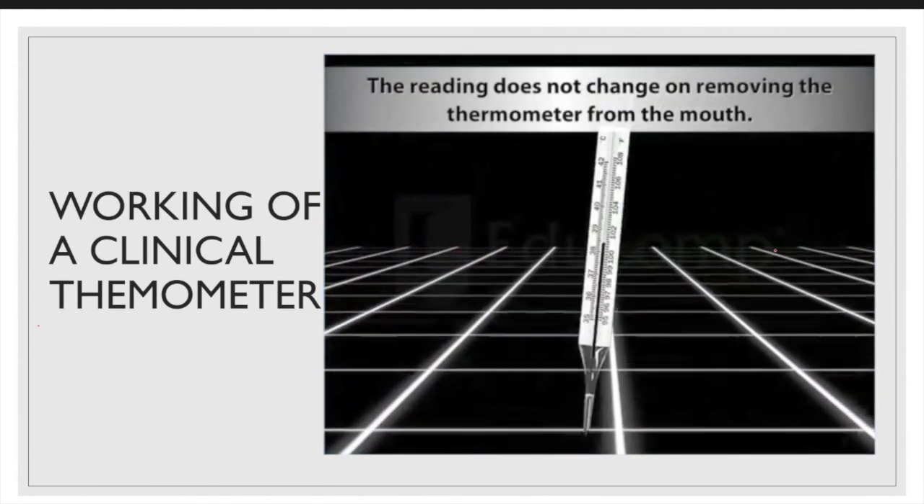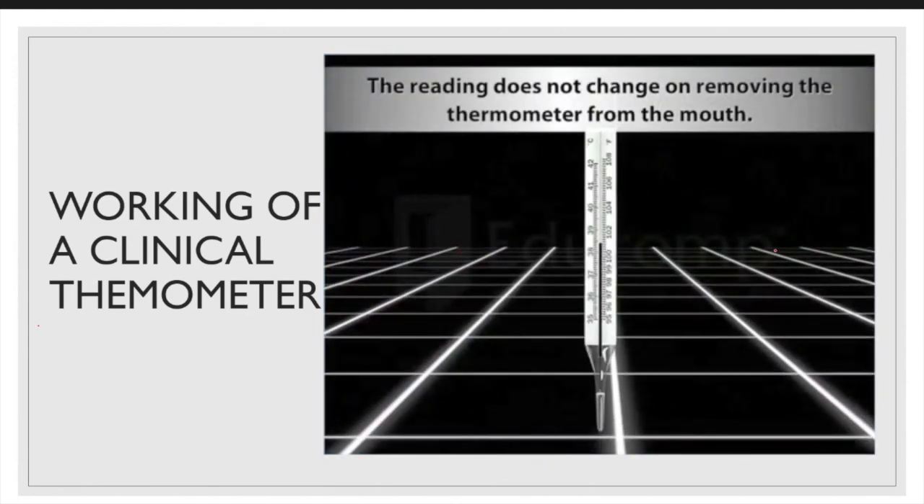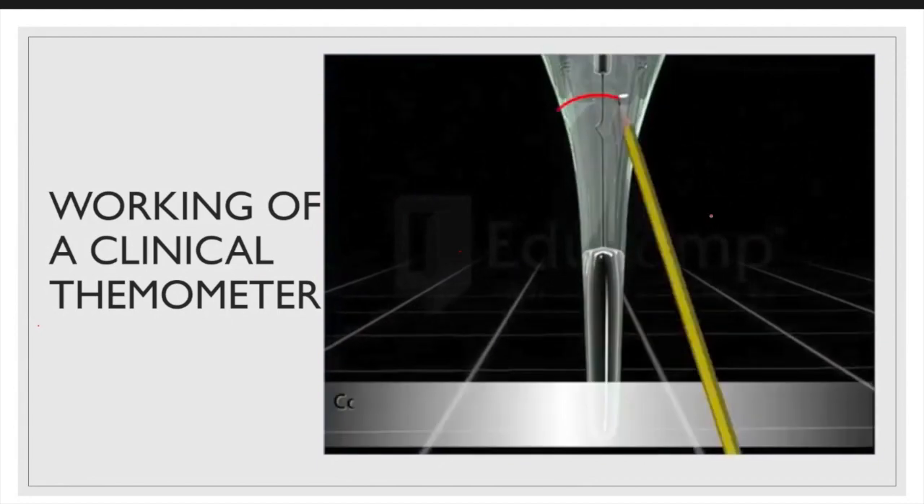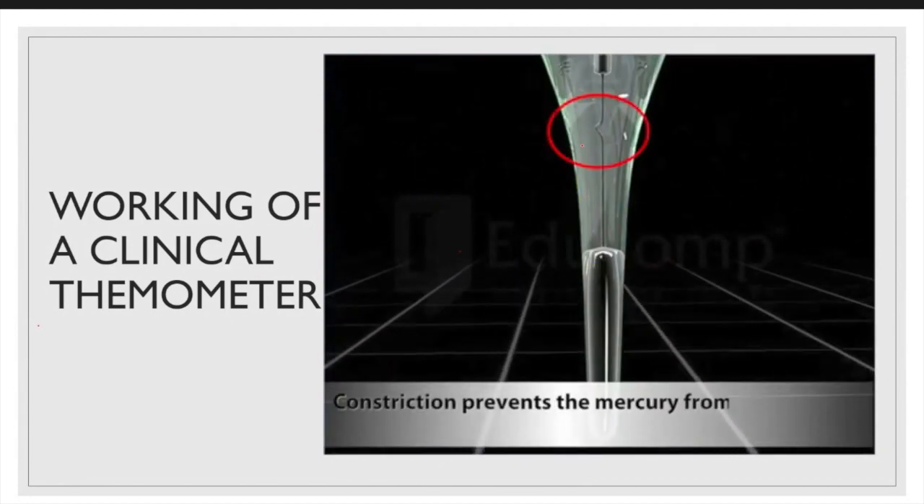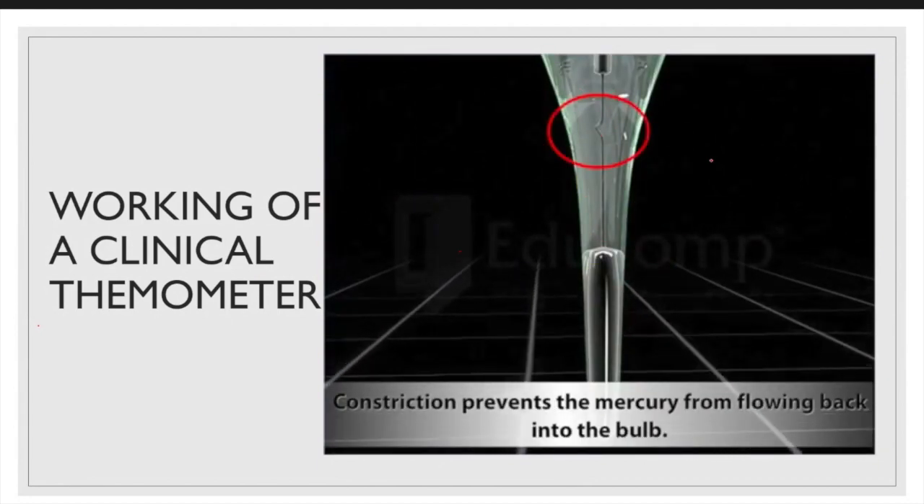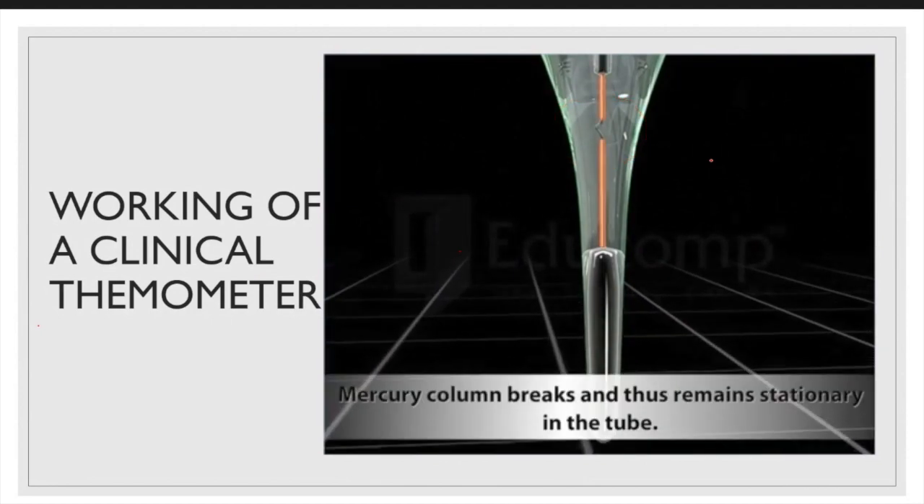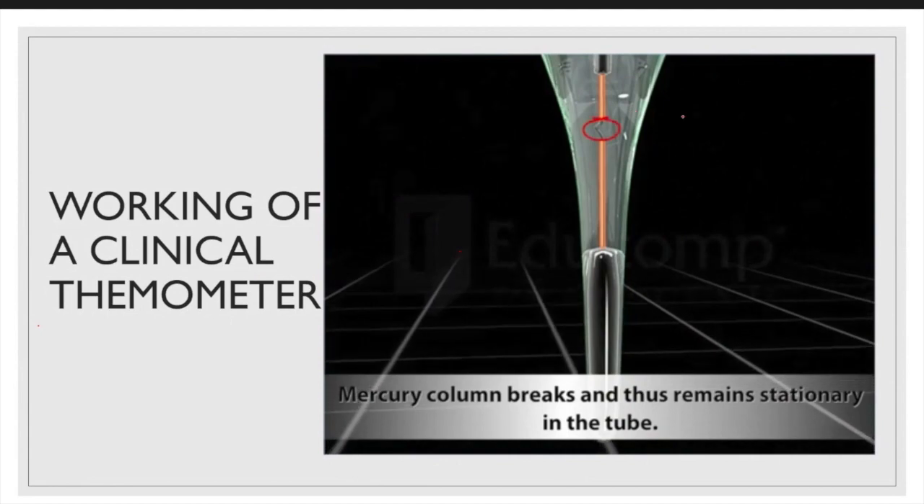You may wonder whether this level may go down on removing the thermometer from the mouth. But this constriction prevents the backflow of mercury into the bulb. So this constriction is known as the kink. We can also say that the mercury column breaks and thus remains stationary in the tube.